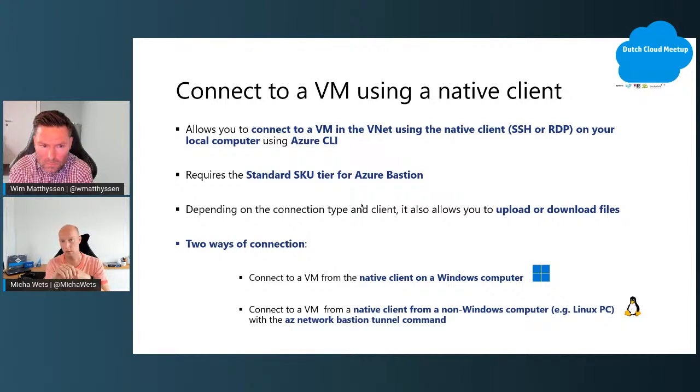If you are using a Windows PC, you can simply use the native client on your device. If you are running on a non-Windows device like Linux, then you need to use Azure CLI. There's a command available now, az network bastion tunnel, and that gives you the option to set up a tunnel to your virtual machines running on Azure, but through the Azure Bastion service. So that's a really great feature which is available right now.